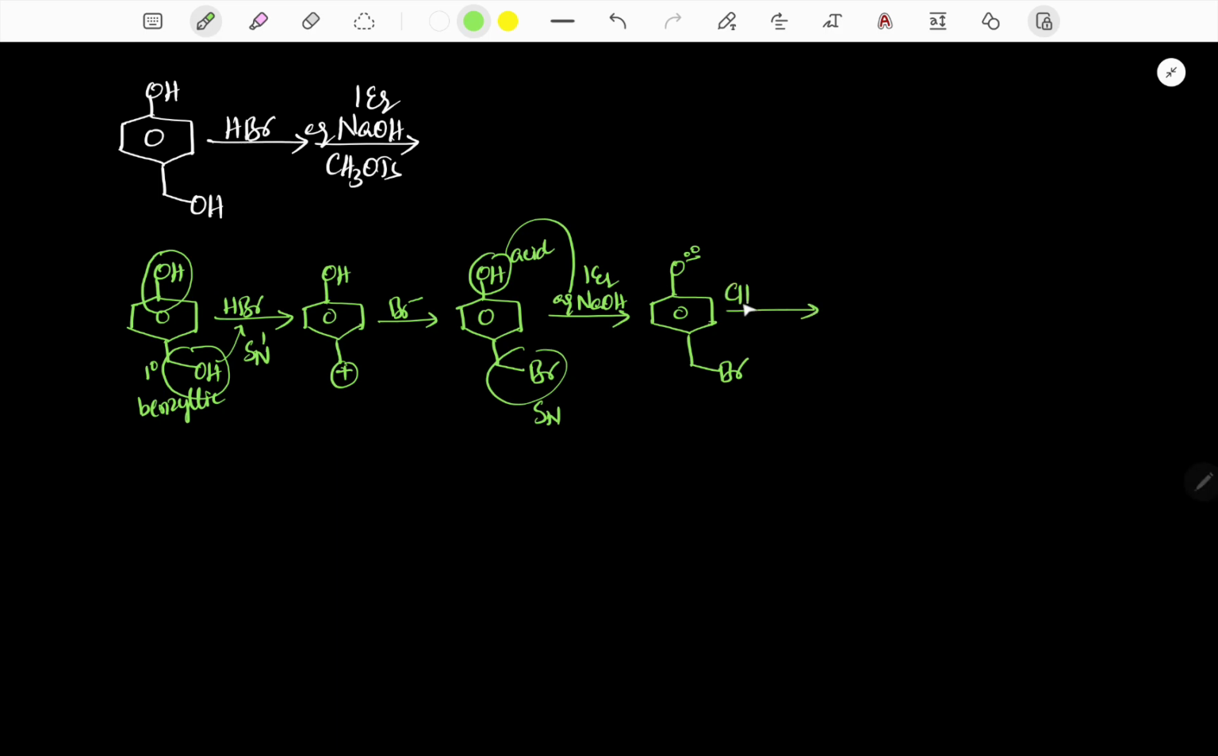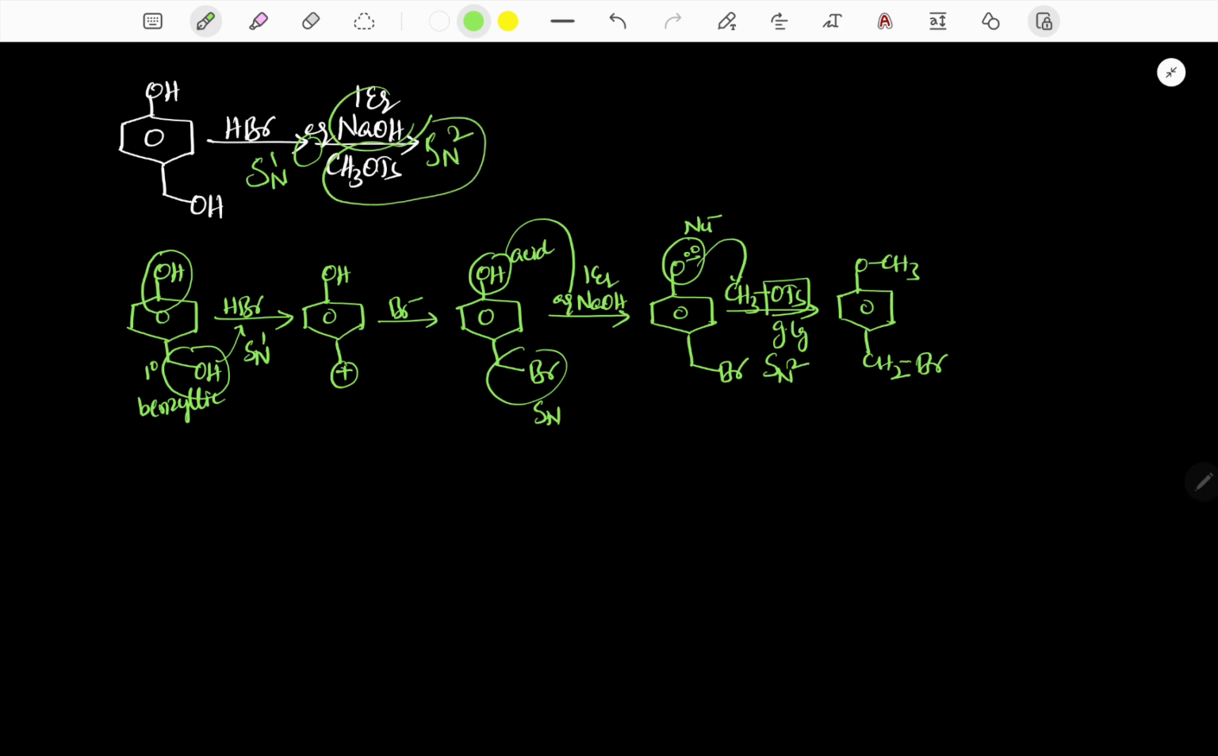Now it reacts with CH3OTs. We know that OTs is a good leaving group and O minus is a nucleophile. Therefore the nucleophile attacks, the leaving group leaves, an SN2 reaction takes place, and the corresponding ether is formed. It is simply Williamson ether synthesis. The first reaction is nucleophilic substitution, an SN1 reaction, and the second reaction is Williamson ether synthesis, an SN2 reaction. Here SN2, here acid base.